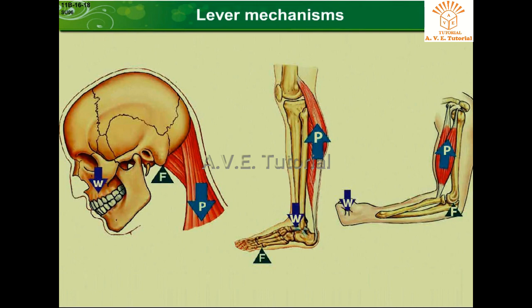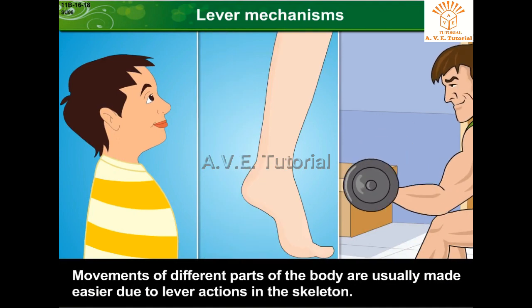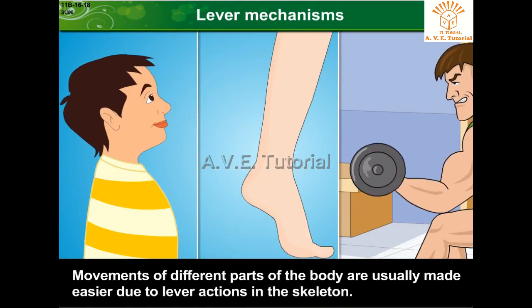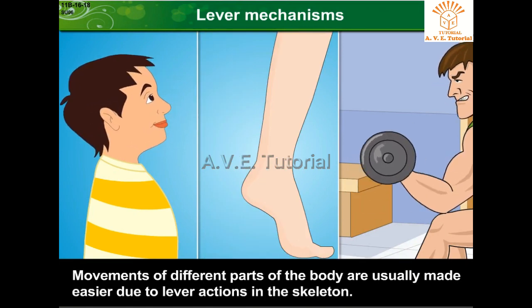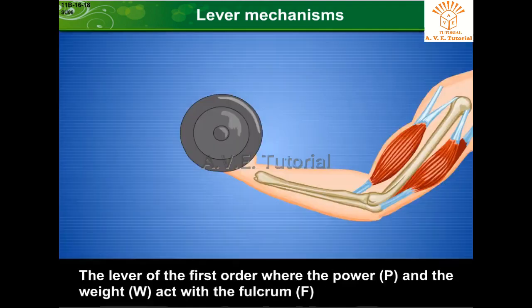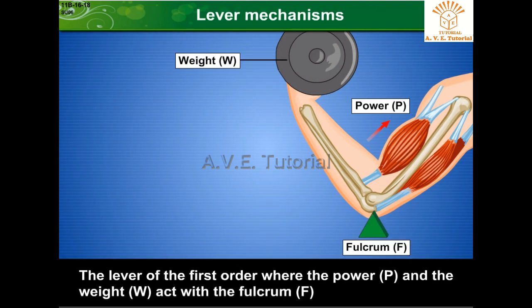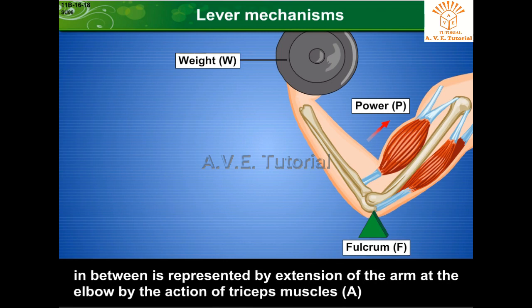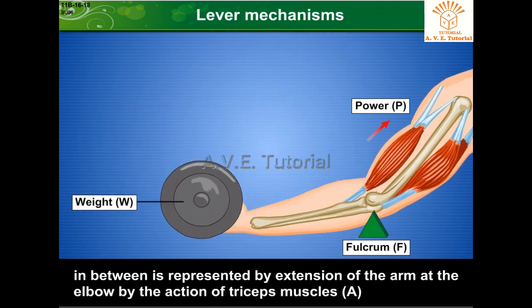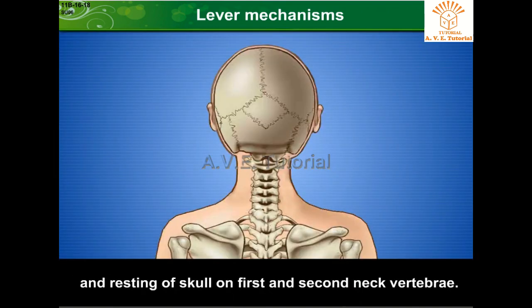Lever mechanisms. Movements of different parts of the body are usually made easier due to lever actions in the skeleton. The lever of the first order, where the power P and the weight W act with the fulcrum F in between, is represented by extension of the arm at the elbow by the action of triceps muscles, A, and resting of the skull on the first and second neck vertebrae.